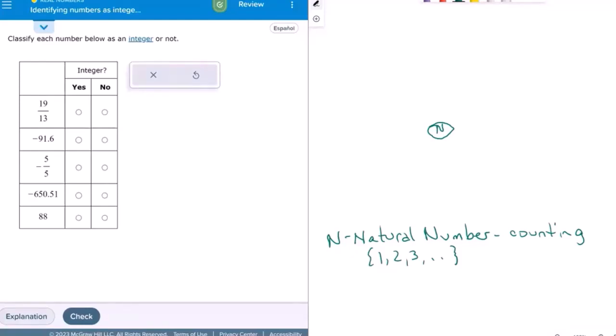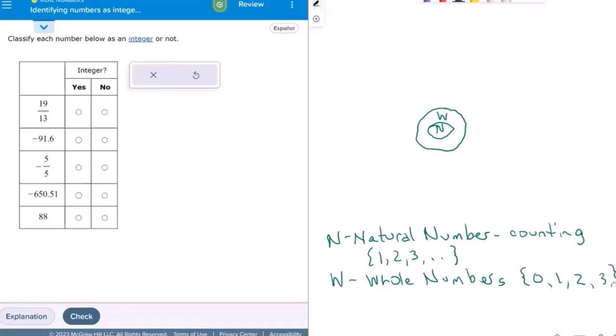And then if we step out one step, we have what's called whole numbers. Whole numbers are really natural numbers because, if you notice, the whole numbers are surrounding the natural numbers. That means the natural numbers exist inside of it. Whole numbers are natural numbers and 0. They just start at 0 and then everything else is a natural number.